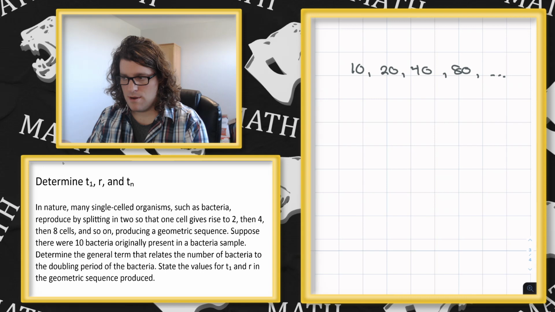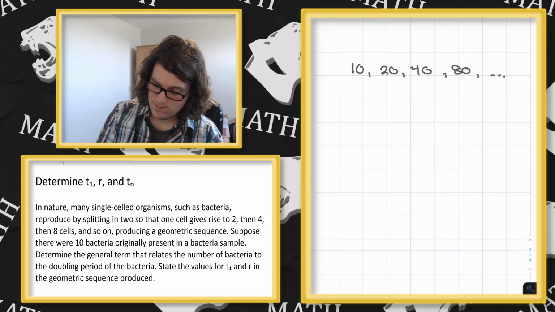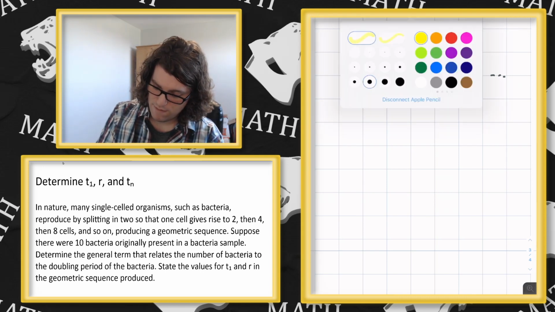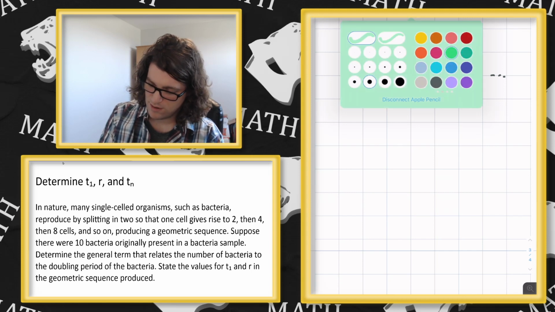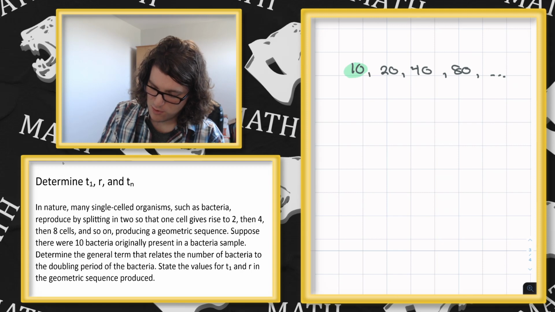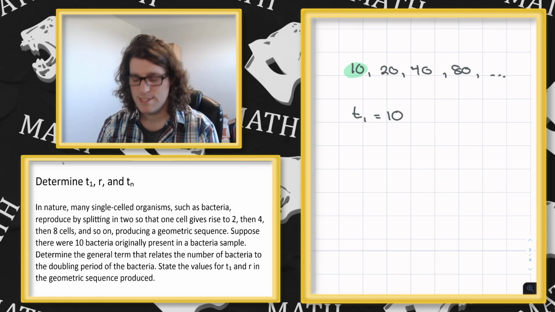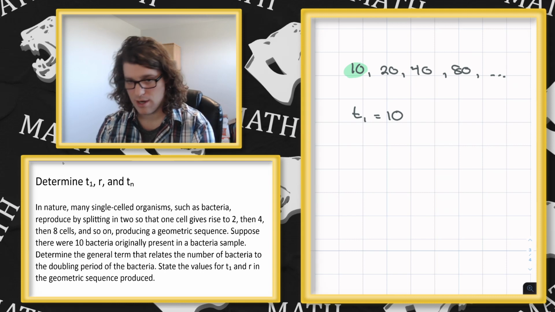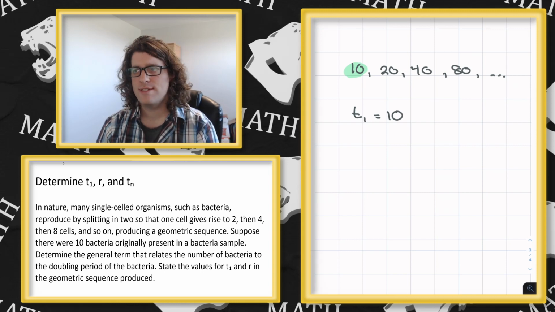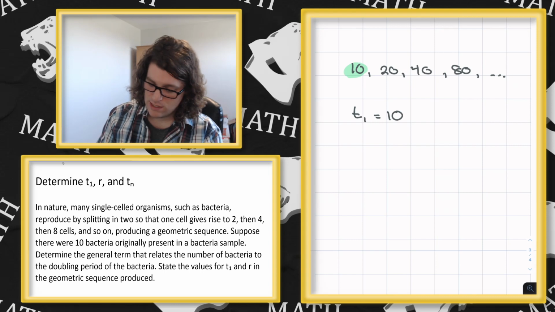Okay, so T1. T1 is just whatever the first term of the sequence is, which we started at 10, so T1 is 10. Now I can tell from my list, or I could tell from the wording of the problem, that doubling means that the common ratio, or the number that I multiply by every time to get the next term, is 2.